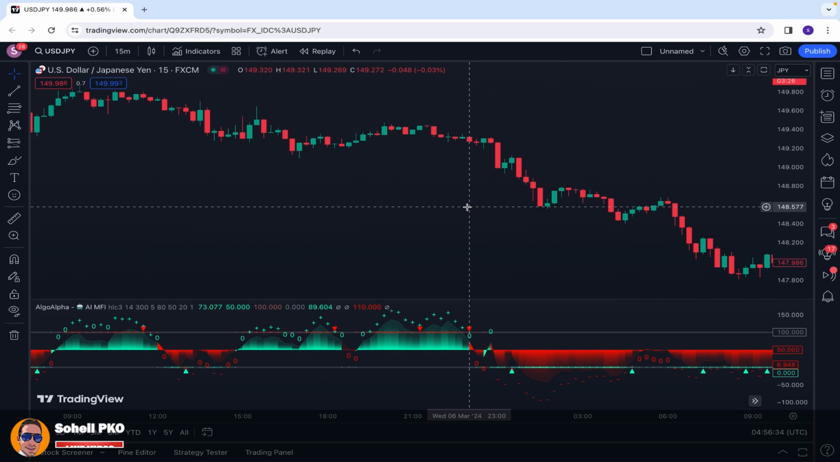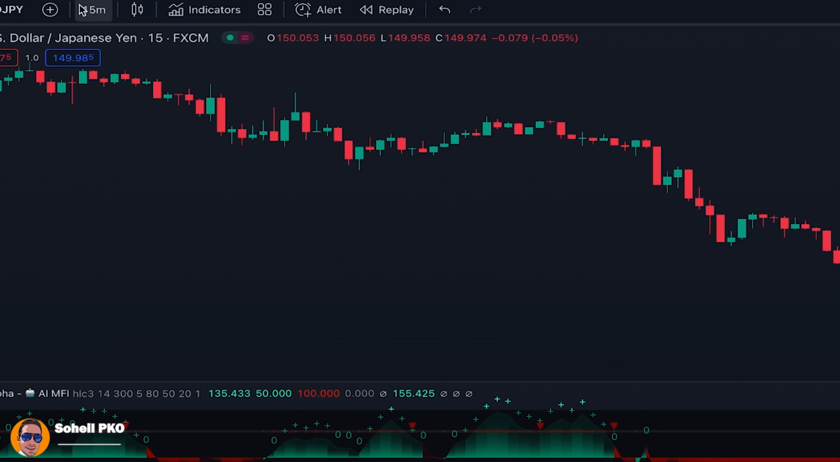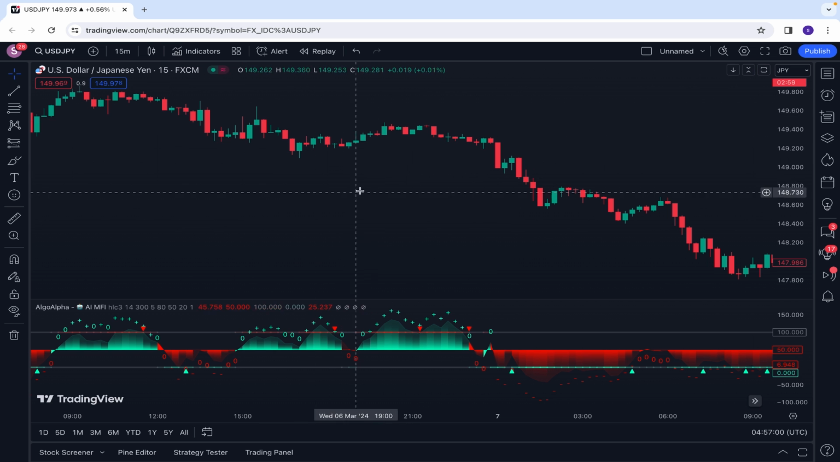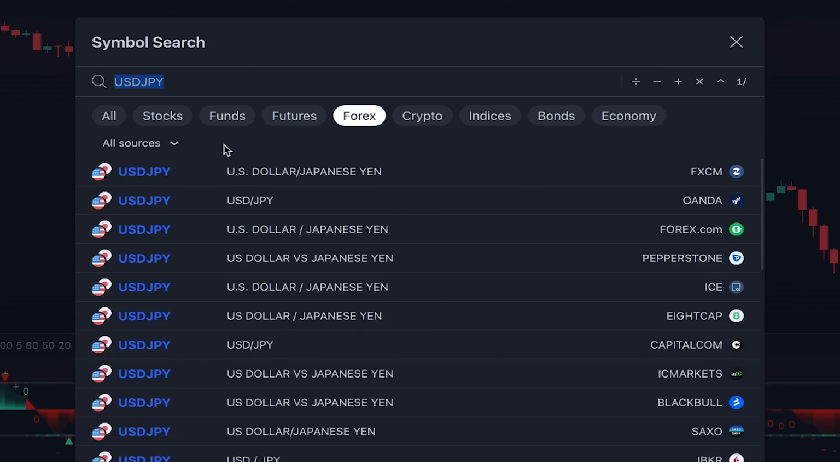Alright, now I want to teach you a very accurate trading strategy based on this indicator, which is very profitable. This trading strategy is suitable for time frames from 1 minute up to 15 minutes, and right now we are on the 15 minutes time frame. This is the price chart of US dollar to Japanese yen, but there is no limitation on this, and you can use this trading strategy on any other asset or market.